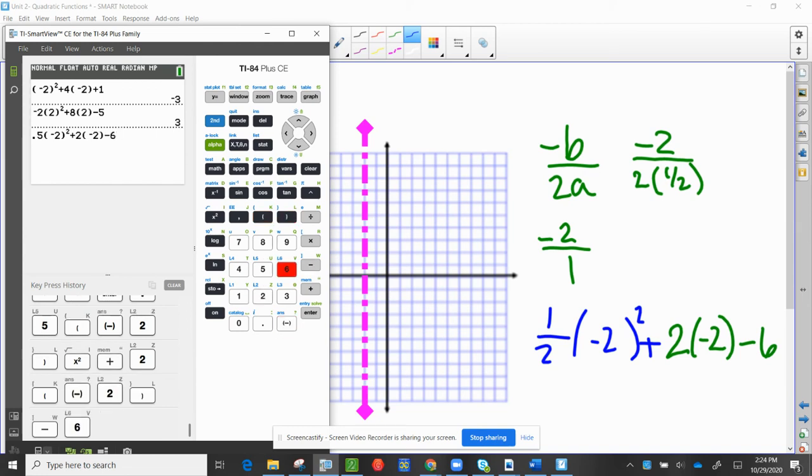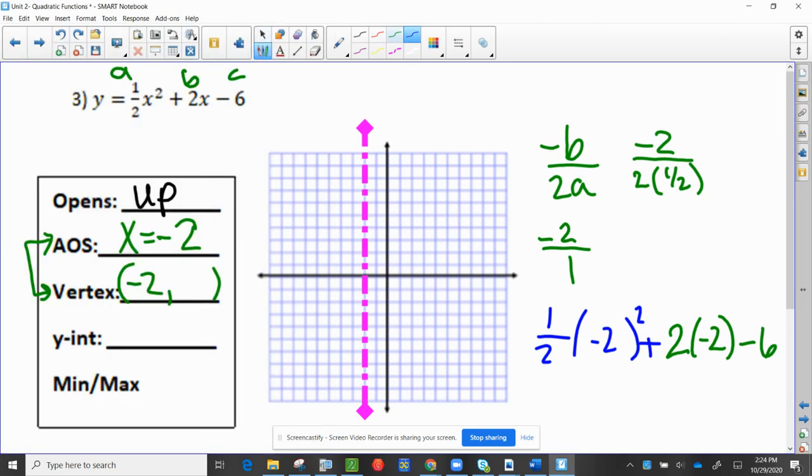So let your calculator do all the work for you. If you type it in correctly, again, exactly as you write it, it should work out for you. So if I do that, I get negative 8. So let's plot that. Negative 2, negative 8. There's my vertex.